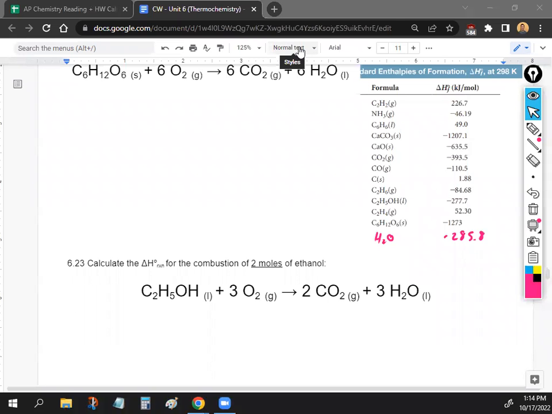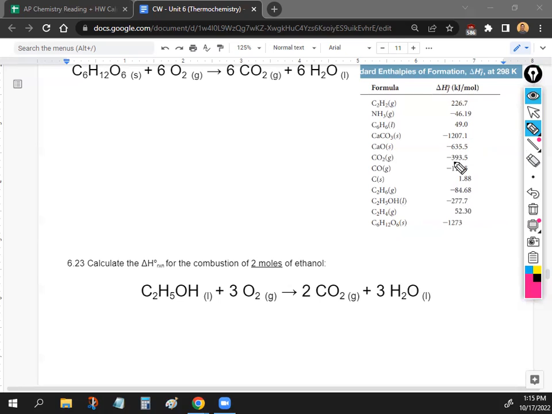In this problem, it's a little bit different because it's asking us for 2 moles of ethanol. It's different than the regular standard heat of formation where it's just 1 mole, but it's not too bad. There are 2 things we can do. You can double the reaction, or you can calculate it normally and at the very end multiply it by 2. Either way, you get the same answer. I'm going to multiply by 2 at the very end because the numbers will be smaller. Let's find the products and the reactants.